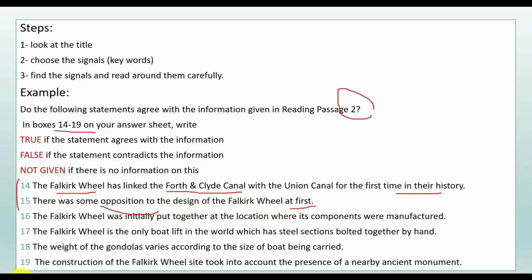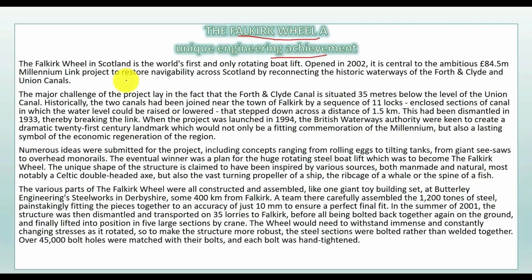Now let's go back to the passage and look for our keywords. Falkirk Wheel, it's just at the start of the paragraph, and also scan the passage for the Forth and Clyde Union Canals. Now let's read around them carefully.